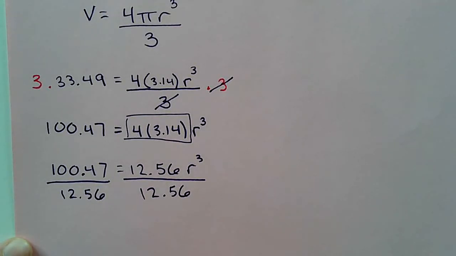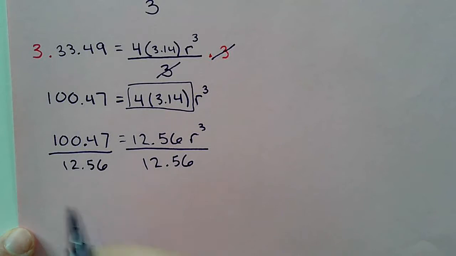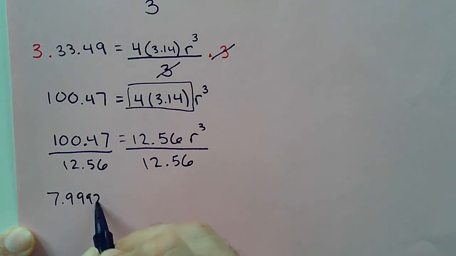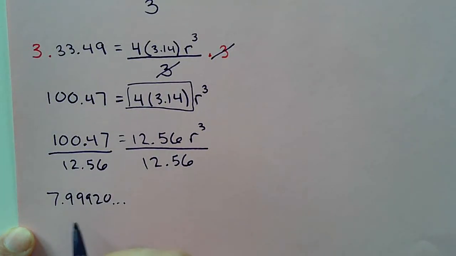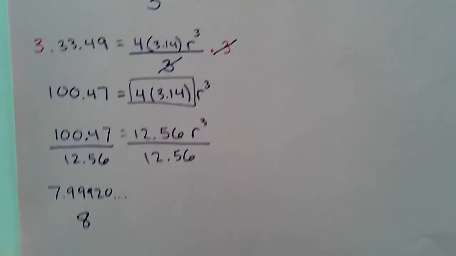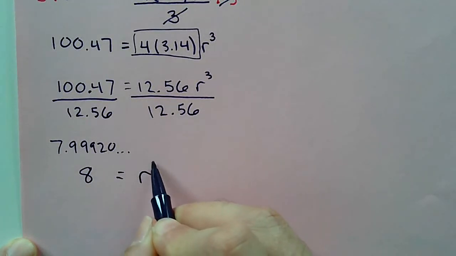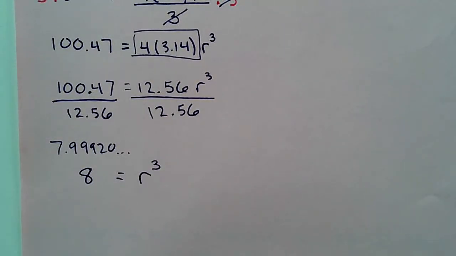Ooh, it's 7.999203822. Now, because we used pi, it's 7.99920, and so on. We're going to just round that to 8, and you'll see the reason in a second. 8 equals r cubed. Because we rounded our pi at 3.14, our number is just a tad off from what it in reality would be with the pi symbol and the actual full pi number.